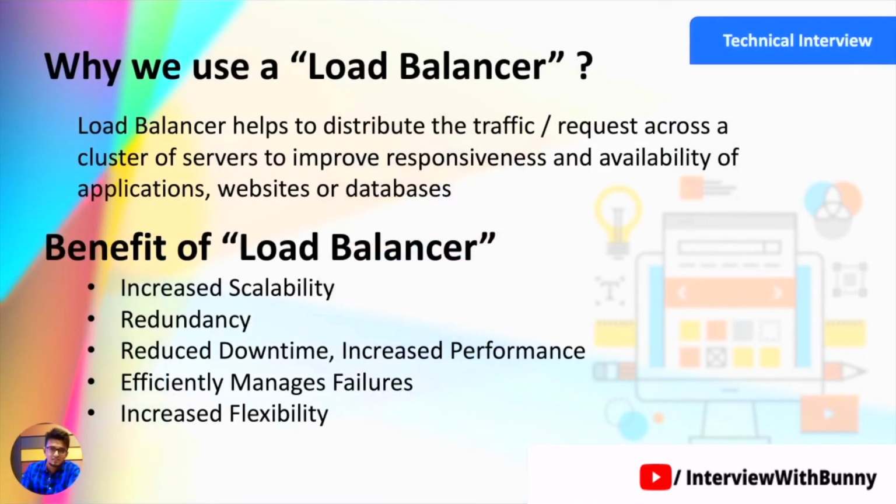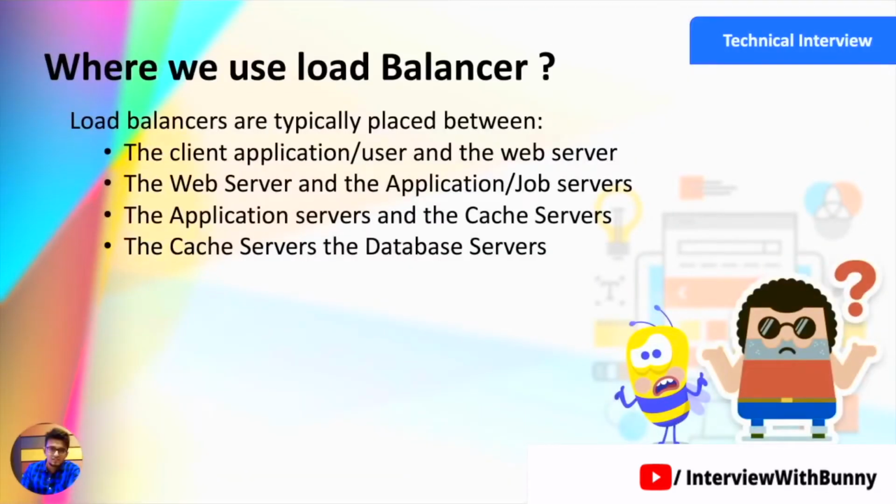So let's proceed further with the most important concept of load balancing, and that is where we need to place a load balancer within our system. A load balancer can be placed anywhere within the application where we need to distribute the traffic within our architecture. Most popularly, a load balancer can be placed in 4 places. Number 1, it can be placed in between the client and the web server. Number 2, in between the web server and the application server. Number 3, in between the application server and the cache server. And number 4, in between the cache server and the database server.